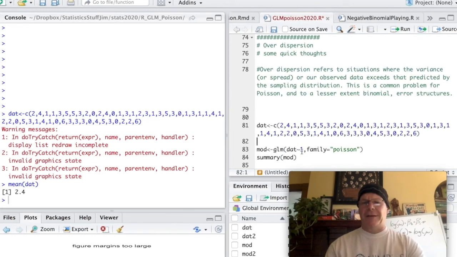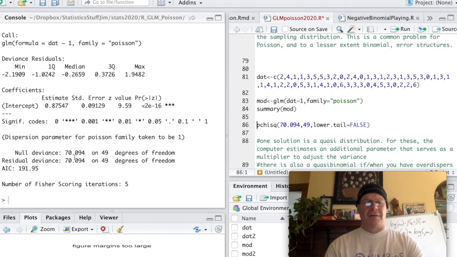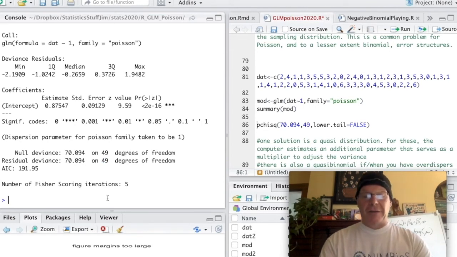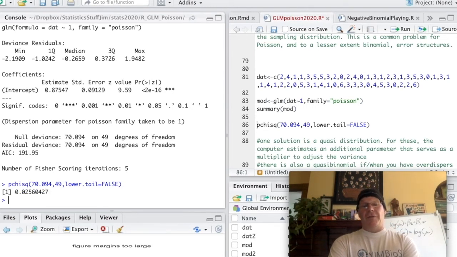And so I'm going to go ahead and run that, and then I will look at the summary of this model. And here again, our first check that we want to look at is the deviance. And so here, I'm seeing that the deviance is a little bit bigger than the degrees of freedom. So maybe I want to check out and see what that looks like. And so I can go pchisq 70.094 with 49 degrees of freedom, lower tail equals false. So I do that and I get 0.025.